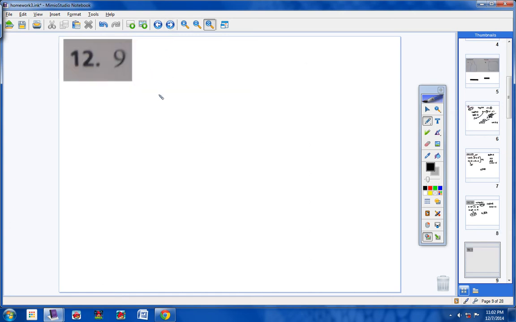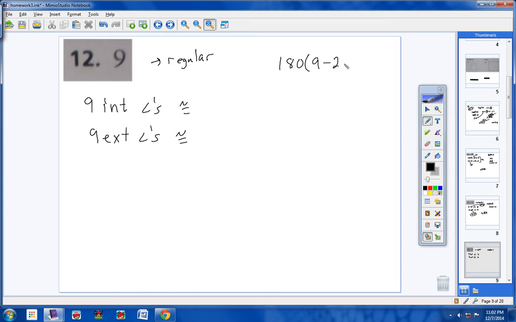Okay, we have 9 sides, okay? So if I have 9 sides, I have 9 interior angles, and I have 9 exterior angles. All of my interior angles are congruent. All of my exterior angles are congruent because I have a regular polygon. Okay, what is the sum of my interior angles? 180 times n minus 2. So 180 times 7. 1,260. So 1,260 is the sum of my interior angles.